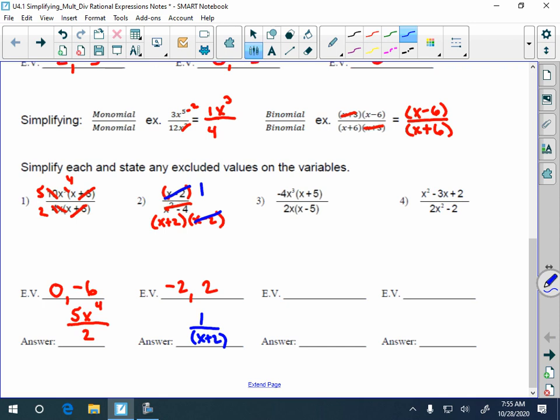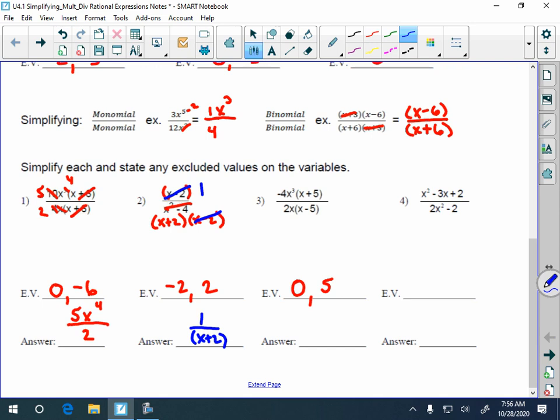Okay. Let's see, number 3. So again, it's already factored for us. So we set 2x equals 0, and we're going to get 0. And if we set x minus 5 equal to 0 and solve it, we're going to get 5. Now we want to go ahead and cancel. The x plus 5 and the x minus 5 are not exactly the same. One's plus, one's minus, so you can't cancel those out.